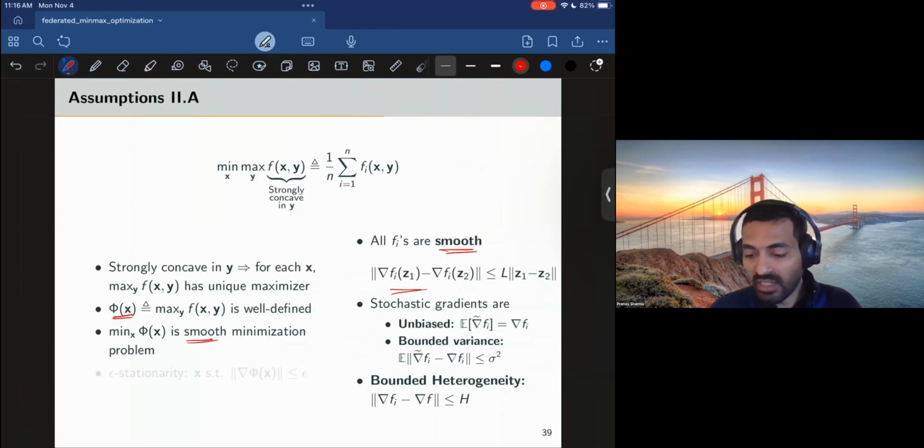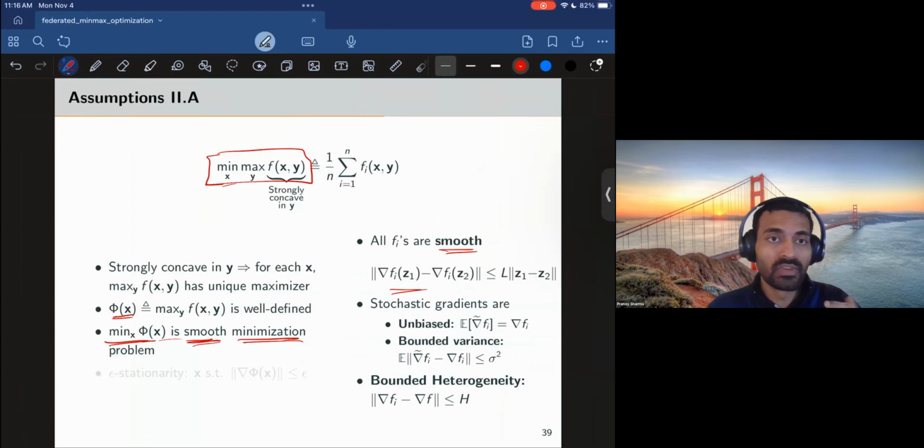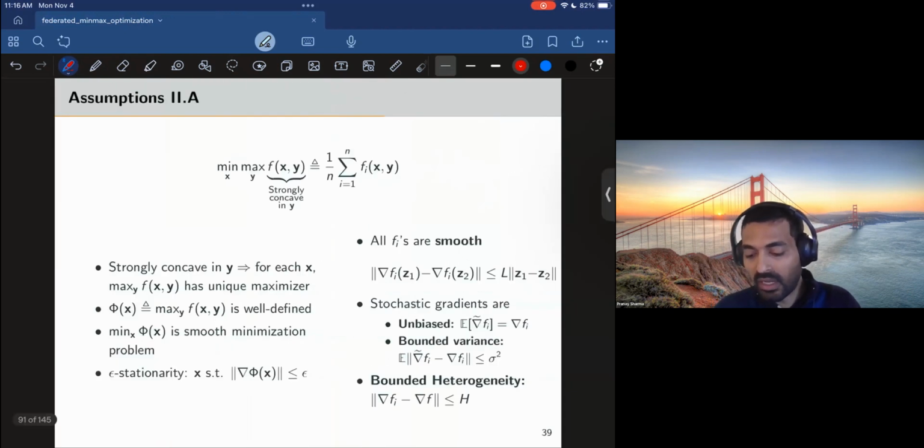This means that starting from a min-max problem, we reduce to a minimization problem, and this minimization problem is also smooth. So this is a good minimization problem, and you have already seen in previous lectures how we solve it. If we solve the maximization problem, the resulting problem is something which we have already seen. And we are going to look at a stationary point of this phi, so we are interested in a point where the gradient of phi is small.